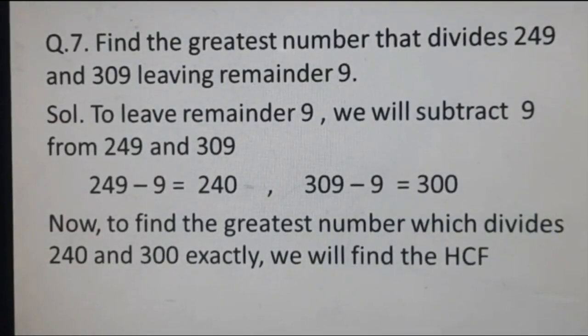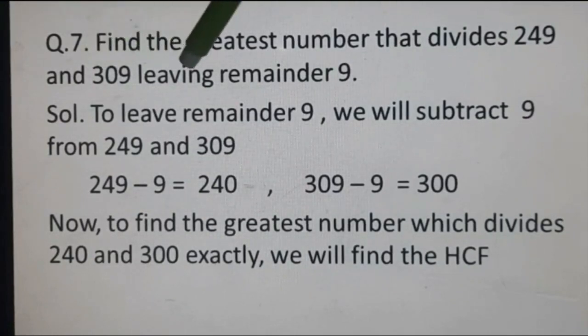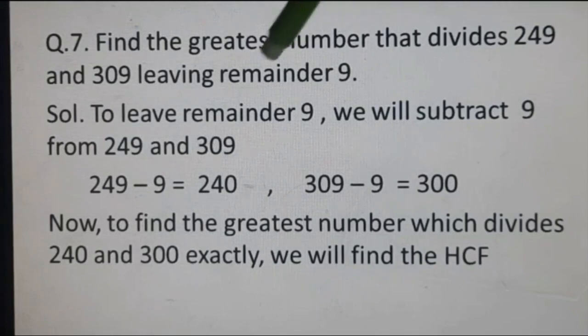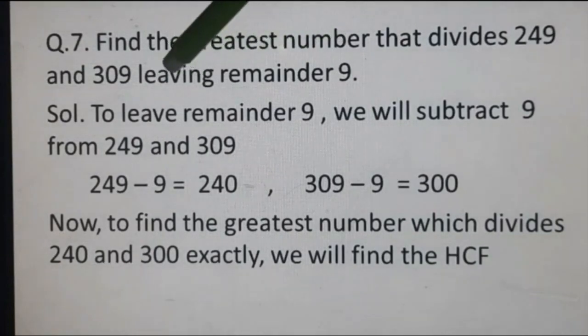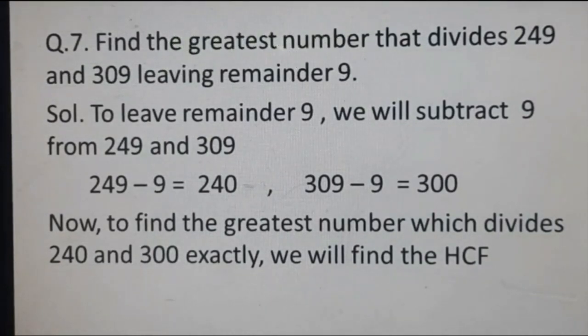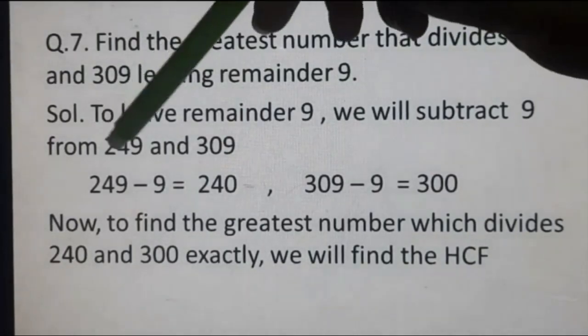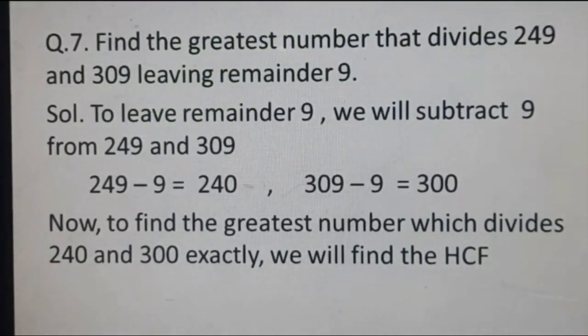Next question is question number 7. Find the greatest number that divides 249 and 309, leaving remainder 9. We have to find out the greatest number that divides without leaving remainder. Means we have to find out the HCF. Okay. Now condition is there. Remainder should be left 9. So to leave remainder 9, we will subtract 9 from 249 and 309.